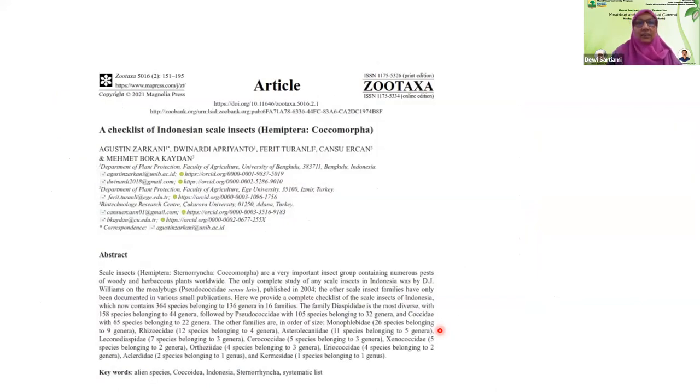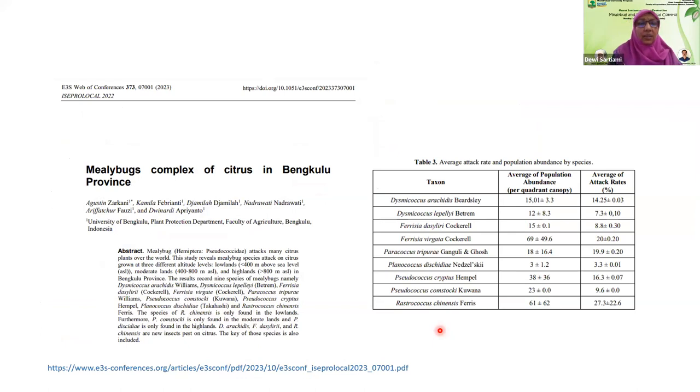Agustin, again, made a checklist for Indonesian scale insects, including, of course, Pseudococcidae, in this paper. Agustin again, Mealybug complex of citrus. For everyone, I have put the link here, so everyone can download it if you receive this slide material. See, there are a lot of mealybugs associated with citrus.